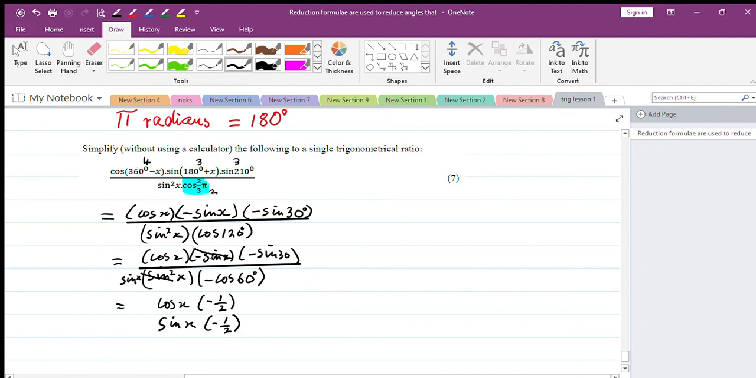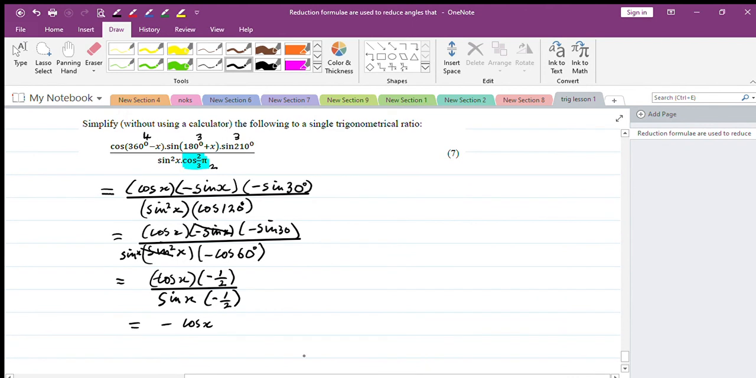Okay, how many negatives do we have here? We have 1, 2, 3 negatives. If we have 3 negatives, then our answer must be negative. So our answer will be negative cos x over sine x, and we know that in trigonometry cos x over sine x is the same as cot x. So our answer is negative cot x.